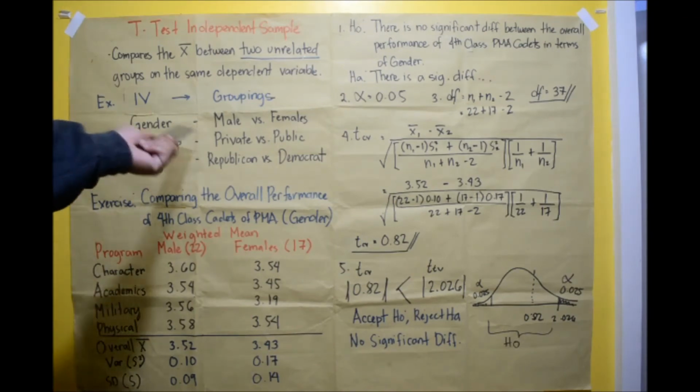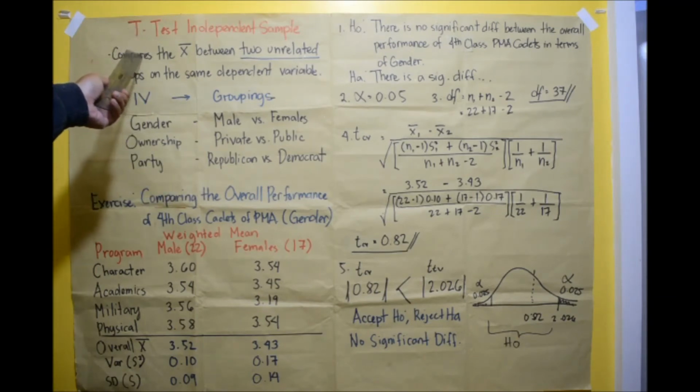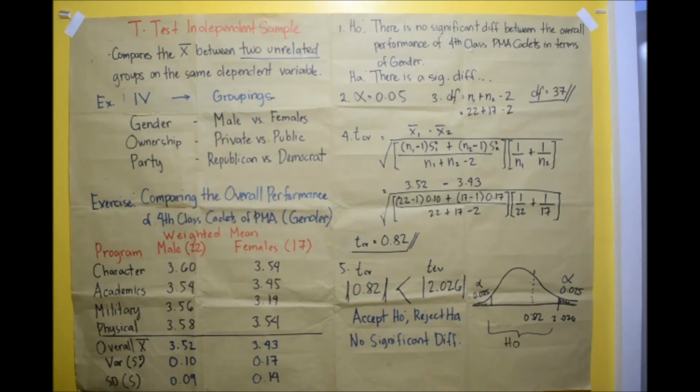Same as with gender. We now recognize our society today is pluralistic. Hindi lang male and females. We have the LGBT community. Hindi na applicable yung t-test. We now use ANOVA. Okay. Now, paano nga ba itong t-test? So, we attempt to compare. May I provide you an example?